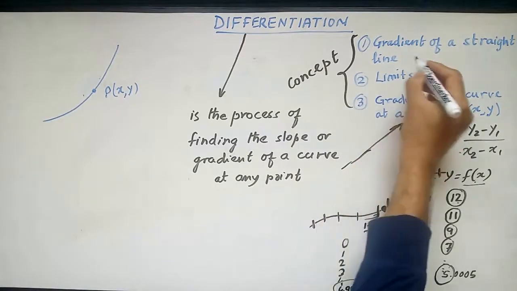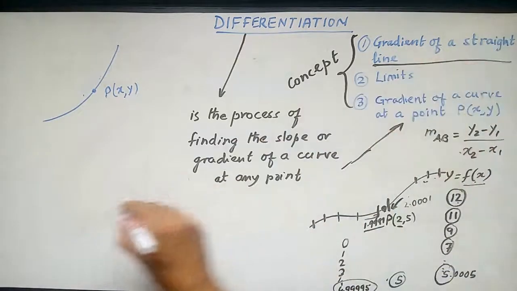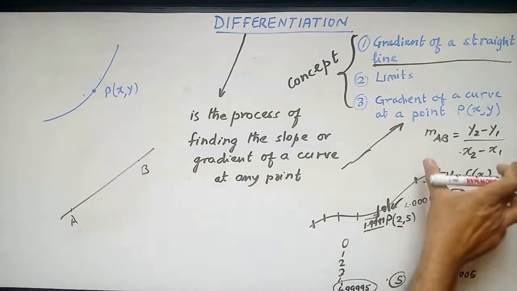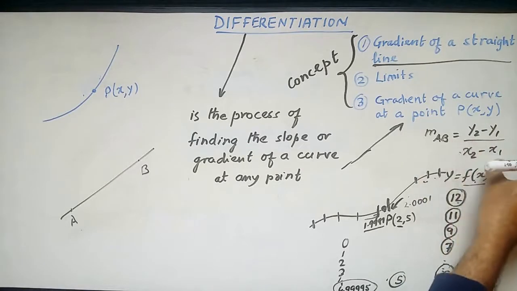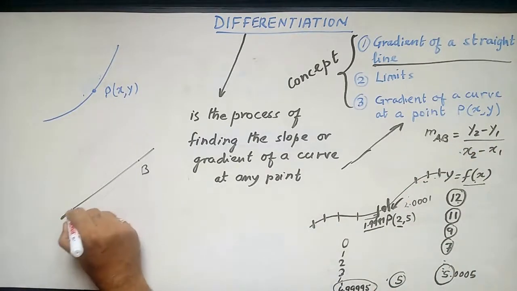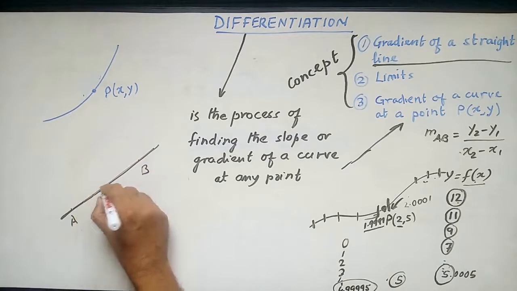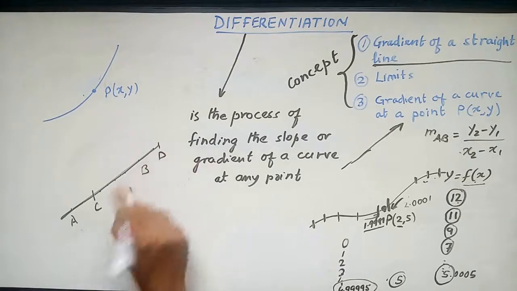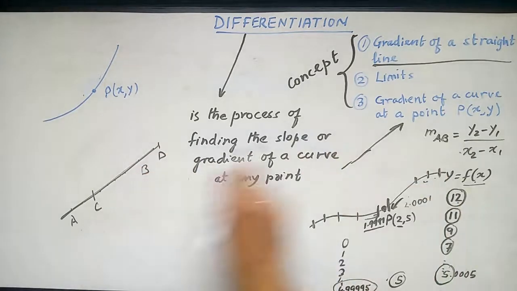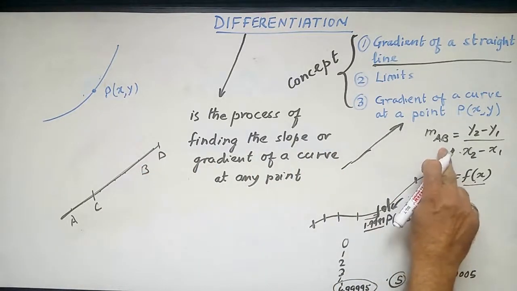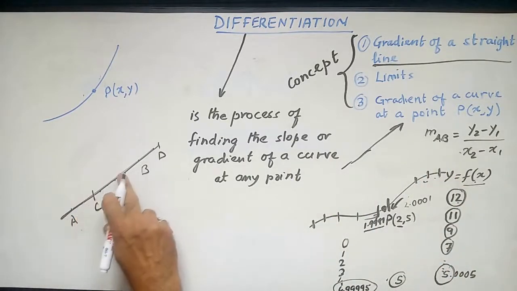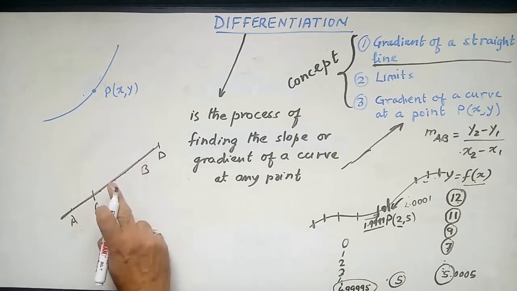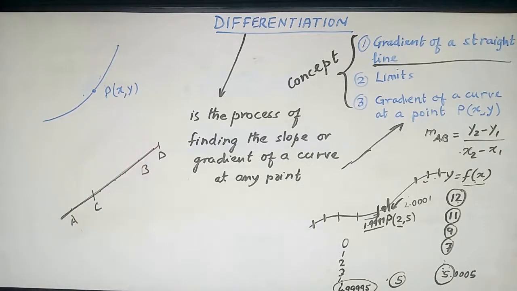One more point to remember when we are finding out the gradient of a straight line AB is that this gradient, y2 minus y1 upon x2 minus x1, remains the same at all the points of the straight line. So if we were to take another point C and D and find out the gradient, we would arrive at the same result as for AB. So the gradient of a straight line is the same at all points on the straight line. In other words, the gradient of a straight line is constant.